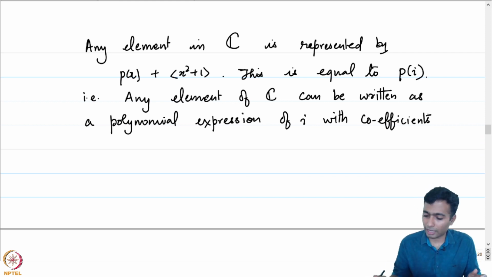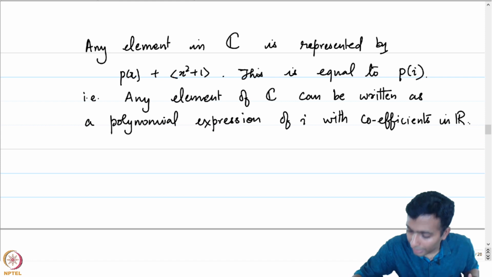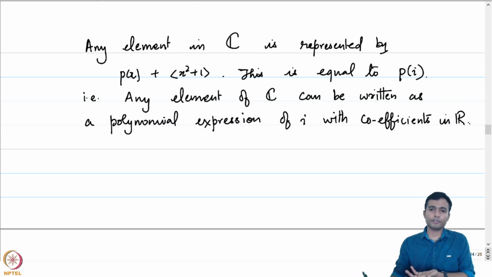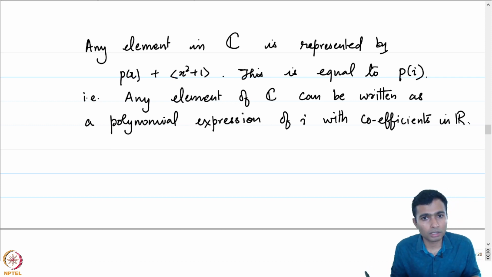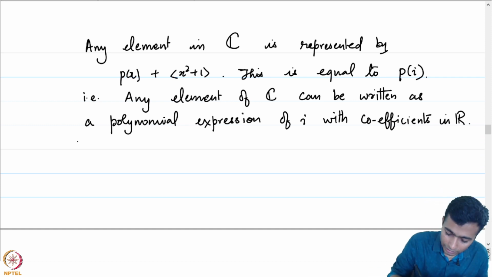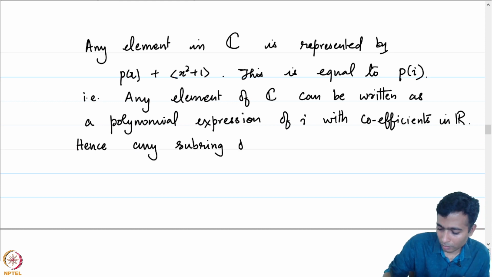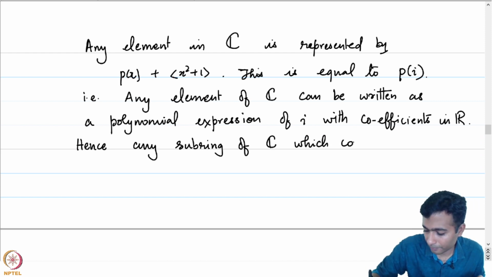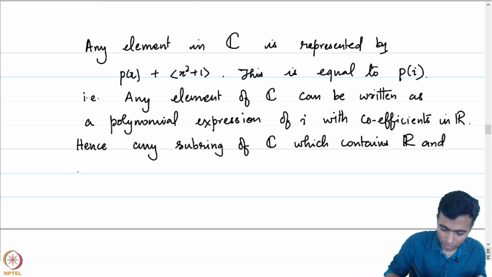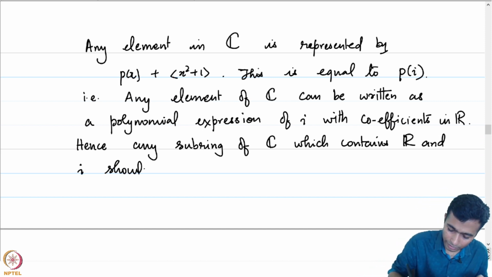It will certainly have any polynomial expression in I with coefficients in R, because it's a field, because it's closed under both multiplication and addition. So this tells us that any subring of C which contains R and I should necessarily be equal to C.